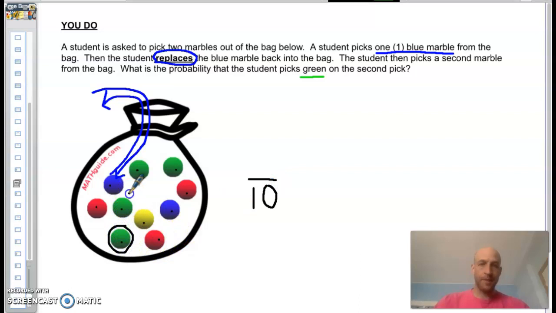1, 2, 3, and 4. There are 4 green marbles.